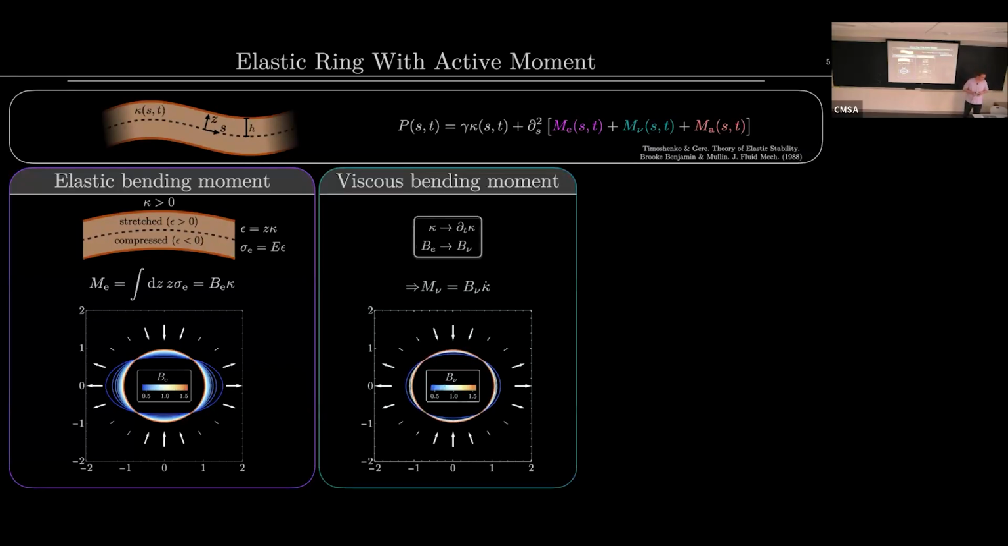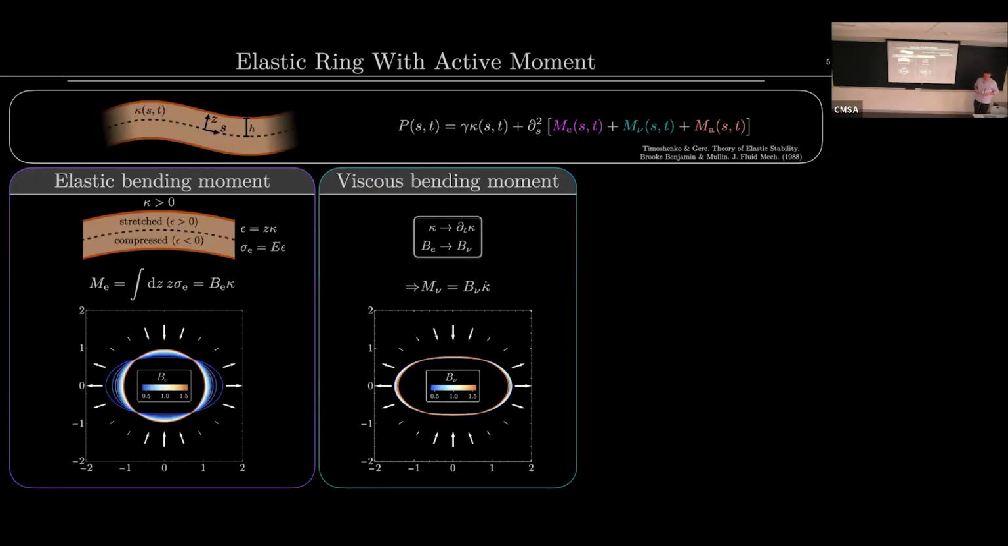For the viscous bending moment, you can do the same thing, you just add some time components. What matters is not the curvature, but the rate of curvature change. Otherwise, it's exactly the same. This parameter just determines how quickly you evolve to the final configuration. So that's just a ring that deforms viscoelastically.